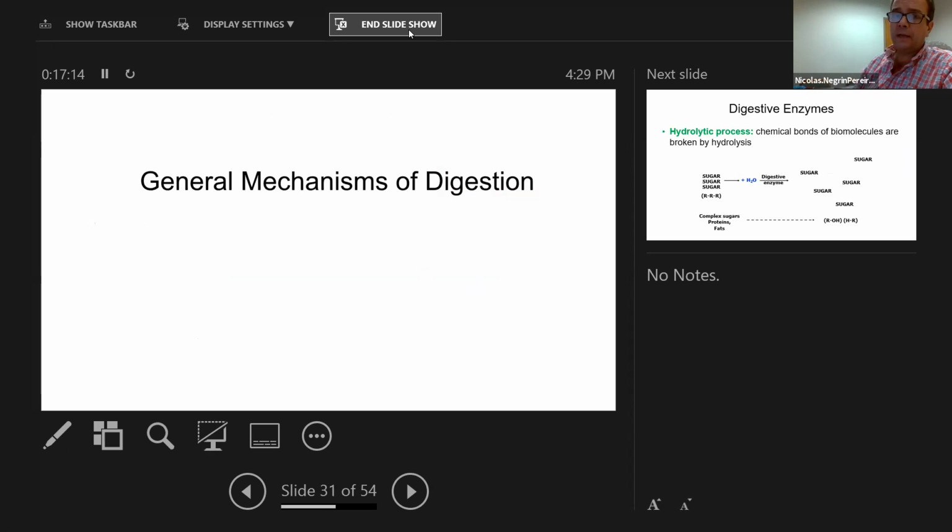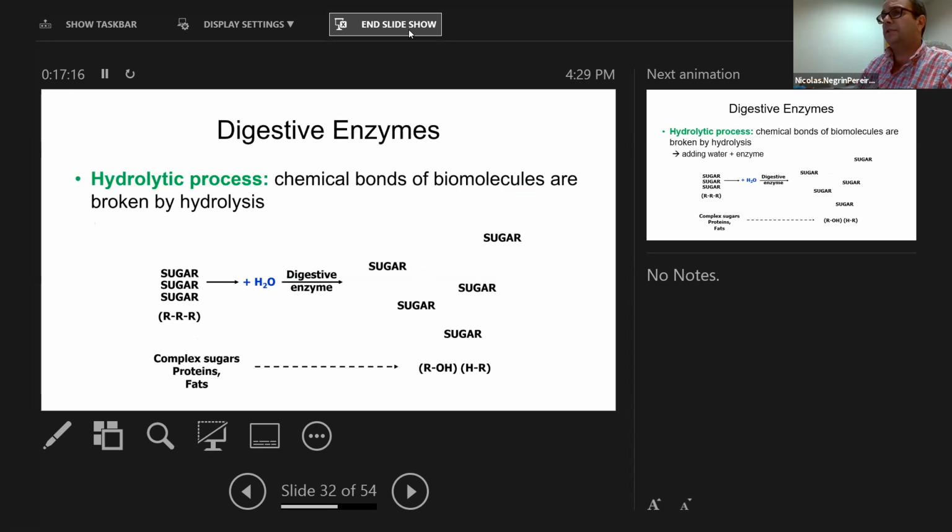Okay, let's have a look now at the general mechanisms of digestion. As we mentioned before, it's a hydrolytic process, meaning that the chemical bonds of biomolecules are broken down by hydrolysis with the help of a molecule of water. Again, that will help to free the energy contained in the chemical bonds, because that's the way we store the energy.